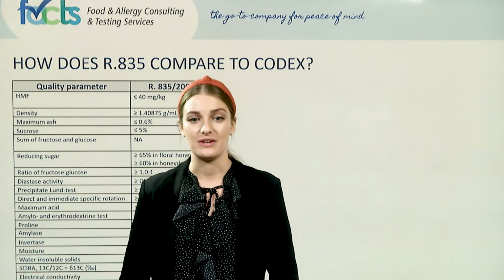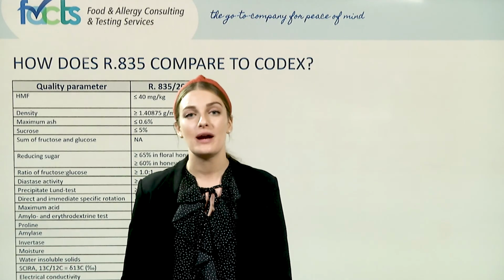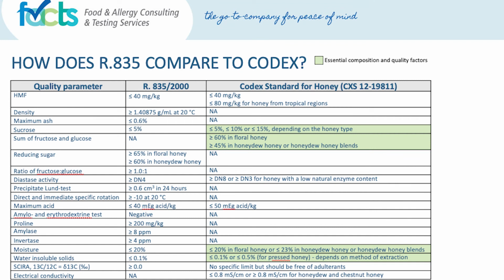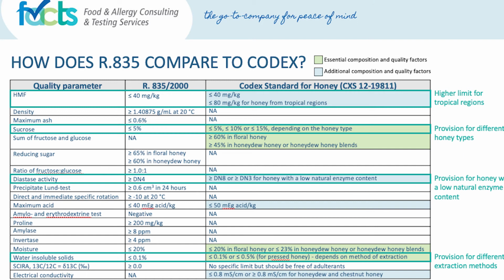So how does R835 compare to Codex? The parameters listed on screen are all the ones listed in our regulation with the different specifications. If we put them side by side from Codex, we can clearly see that there are some differences. Interestingly, Codex makes provision for the essential quality factors as well as the additional factors that can be tested. So the factors in green, your honey has to comply to them, whereas the factors in blue, it's kind of optional. So it's more looking if you're interested in the quality of your honey.